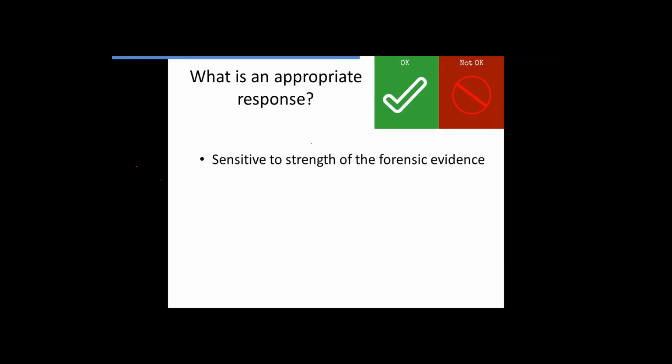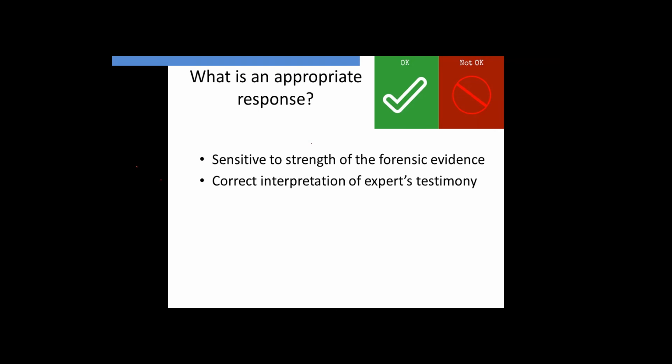We've used 3 criteria, and these may not be the sole criterion. We look at whether people's responses are sensitive to the strength of the forensic evidence. In other words, do they give more weight to stronger evidence and less weight to weaker evidence? That's one dimension of appropriateness. Do they interpret the expert's testimony correctly?